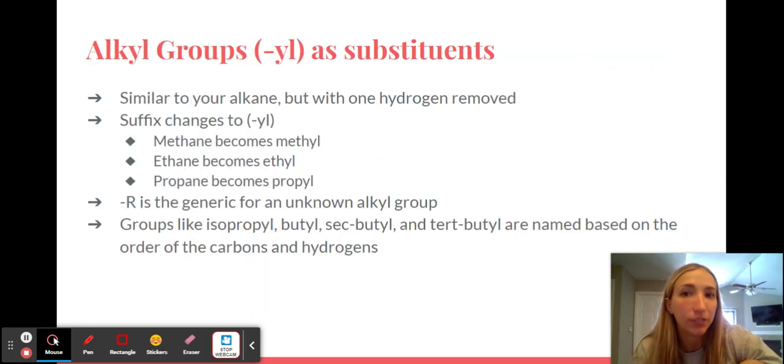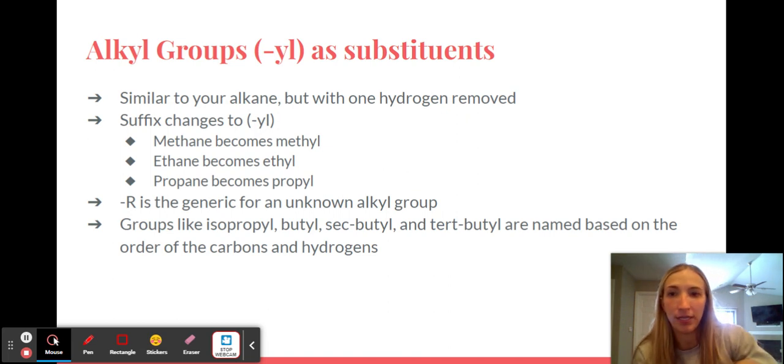And then you have alkyl groups as substituents. That is similar to an alkane, but 1 hydrogen is removed. And that changes your suffix from -ane to -yl. So methane will become your methyl group, ethane becomes an ethyl group, propane becomes a propyl group. And then it gets a little bit more tricky with groups like isopropyl, butyl, sec-butyl, tert-butyl, all of those. Those are named based on the order of the carbons and the hydrogens.